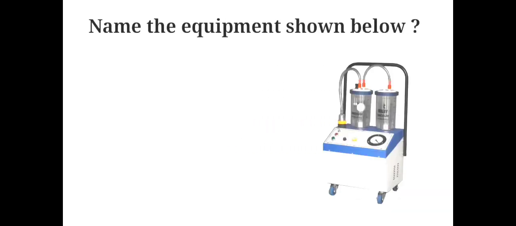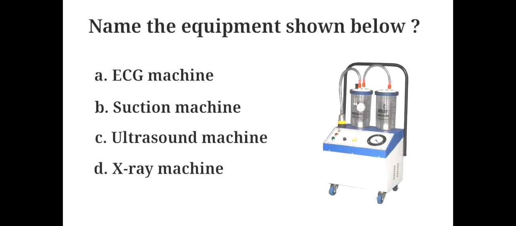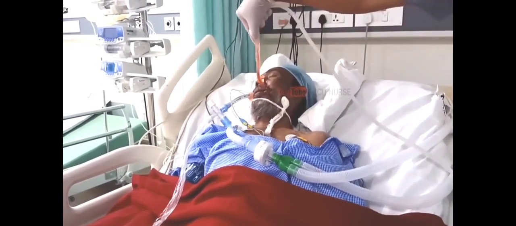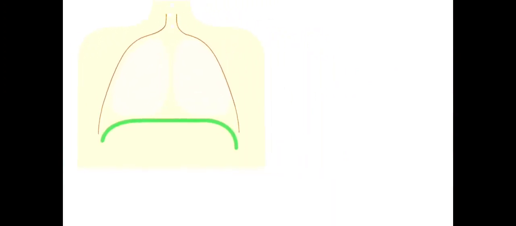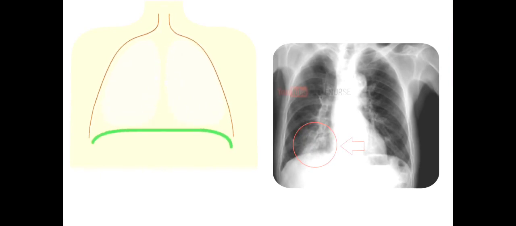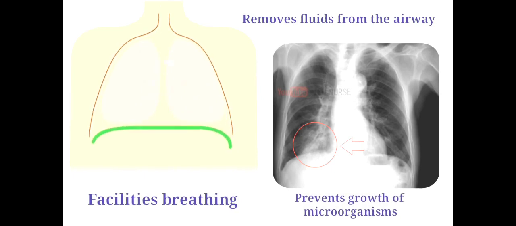Name the equipment shown below. A. ECG machine. B. Suction machine. C. Ultrasound machine. D. X-ray machine. And the answer is B. Suction machine. Suctioning machine may be used to clear the airway of blood, saliva, vomit or other secretions so that the patient may breathe. Suctioning can prevent pulmonary aspiration, which can lead to lung infections. In pulmonary hygiene, suction is used to remove fluids from the airways to facilitate breathing and prevent growth of microorganisms.